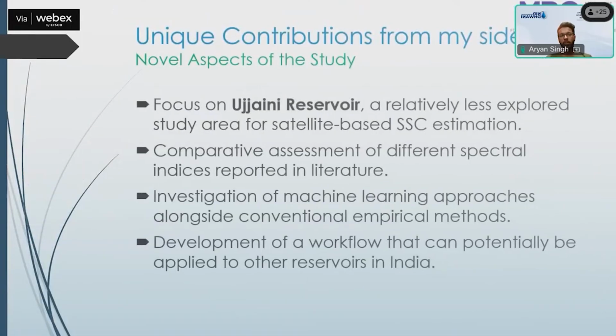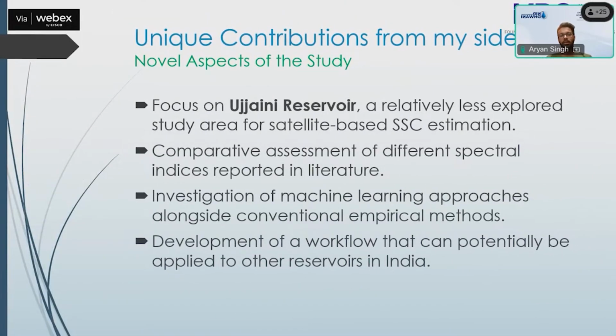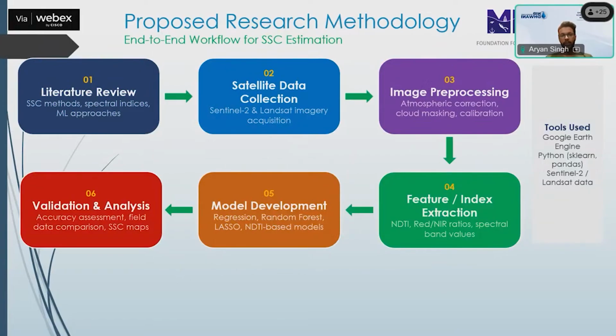Talking about the unique contributions, what makes this study different is basically four things. It's focused on the Ujjaini reservoir, which has not been studied this way before. It compares multiple spectral indices to see which works best. It tests machine learning algorithms alongside traditional approaches. And the workflow is designed so it can be reused for other reservoirs across India.